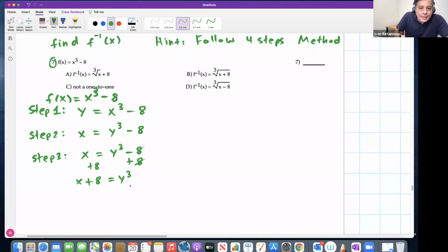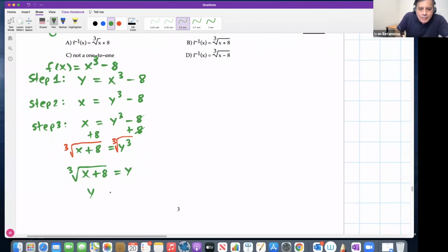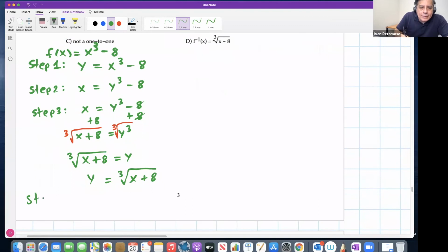Then I am going to take cube roots in both sides to eliminate this exponent 3. Cube roots, okay? So next is cube root here, cube root here. Remember, when the index is odd, you don't have to put the plus minus, right? We talked about that before. So finally, cube root of x plus 8 should be equal to y. Allow me to write this way with y isolated on the left. And I am ready then for step 4.